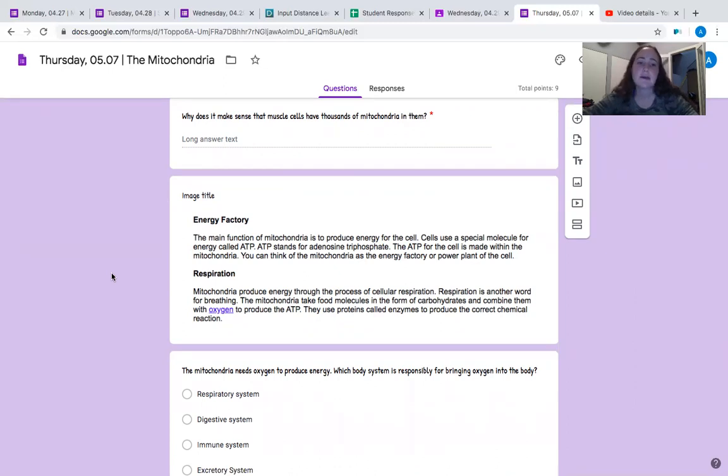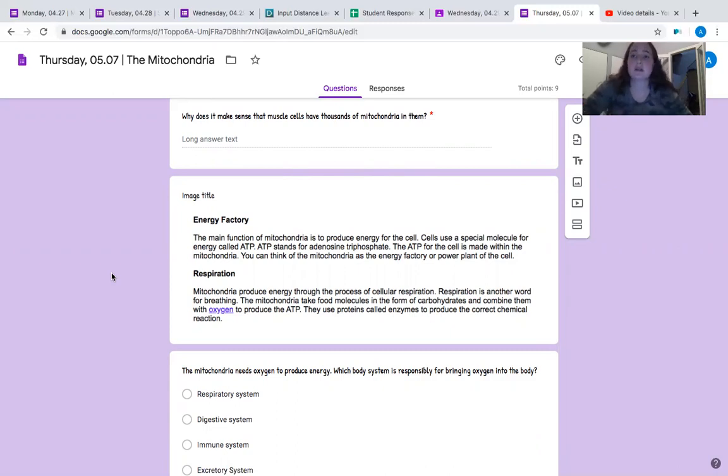Respiration. Mitochondria produce energy through the process of cellular respiration. Respiration is another word for breathing. The mitochondria take food molecules in the form of carbohydrates and combine them with oxygen to produce the ATP. They use proteins called enzymes to produce the correct chemical reaction.